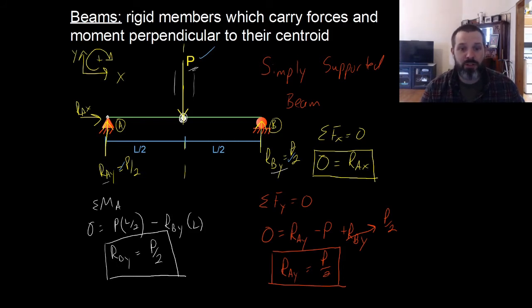Whenever you have a symmetric structure, you can just take the applied load and divide it by 2. And if you can recognize that a structure is symmetric early on in a problem, it can make solving for the reaction forces a whole lot simpler.